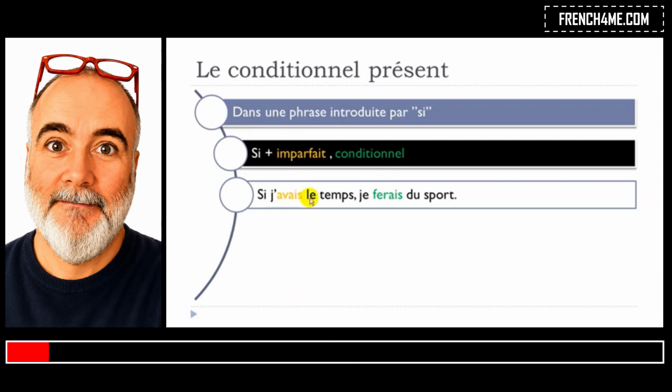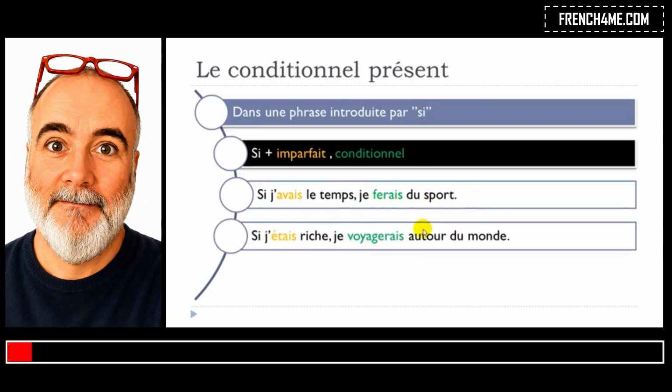Let's take one example. Si j'avais le temps, je ferais du sport. Si j'avais le temps, so if I had, it's the same in English. Si j'avais le temps, so time, je ferais. Remember, it was faire, to do, but at the conditionnel form, du sport. Another example. Si j'étais riche, so riche, rich, étais, it's to be, remember. Je voyagerais, voyager is to travel, autour du monde, around the world.